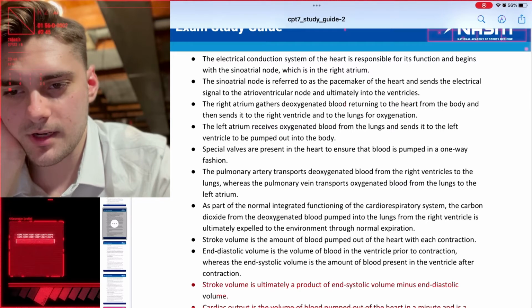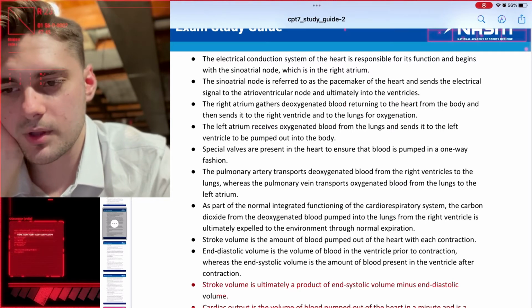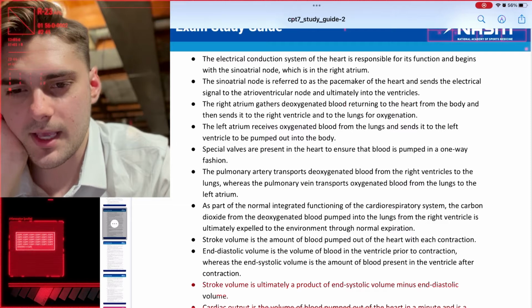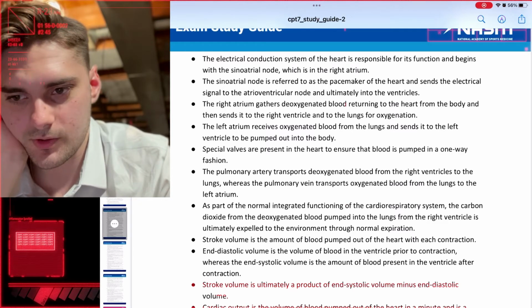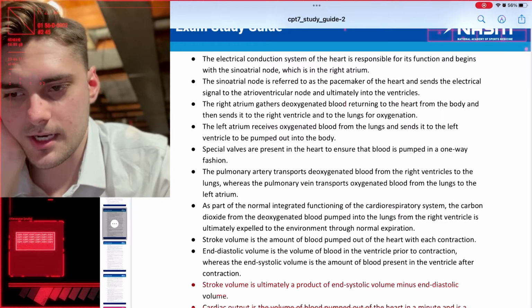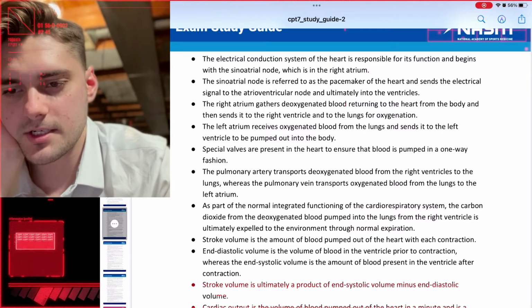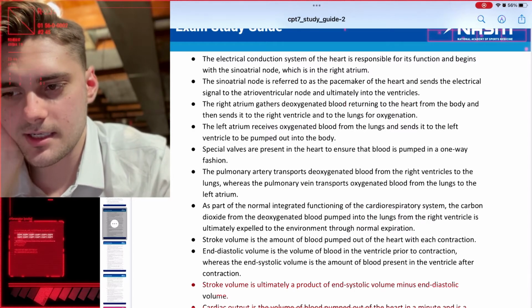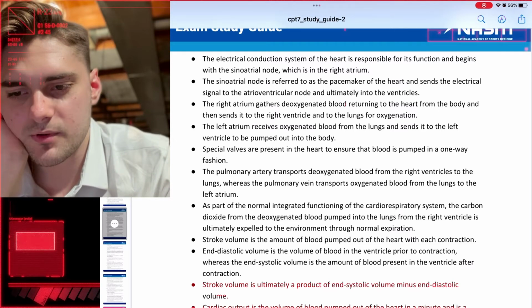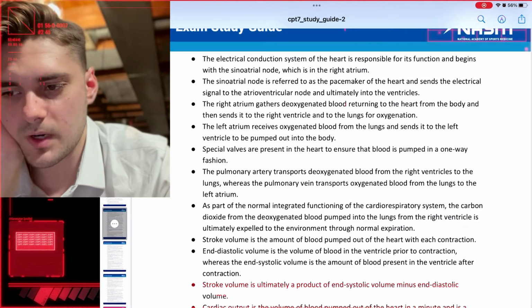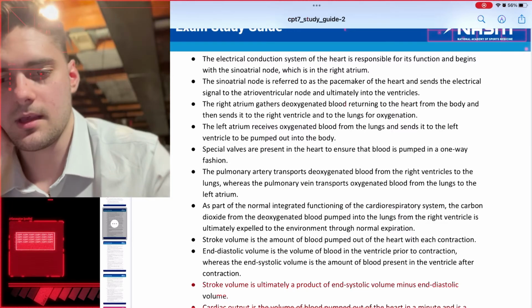The right atrium gathers deoxygenated blood returning to the heart from the body, and then sends it to the right ventricle and to the lungs for oxygenation. The left atrium receives oxygenated blood from the lungs and sends it into the left ventricle to be pumped out into the body. Special valves are present in the heart to ensure that blood is pumped in a one-way fashion.